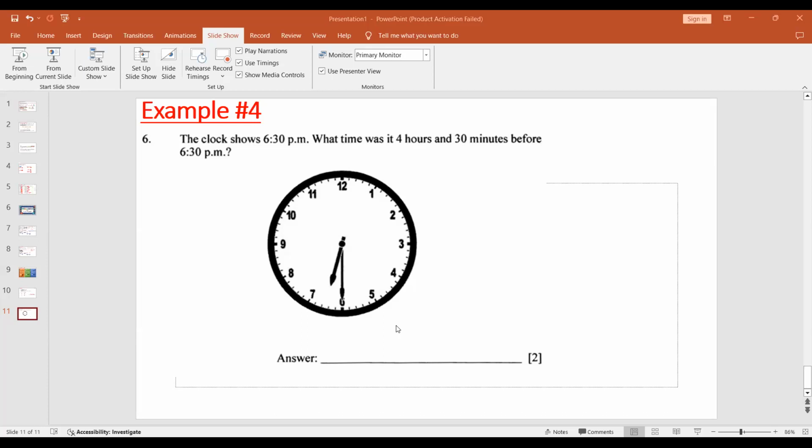Again, put your hands inside the chat for me, please. I need everyone to participate in this exercise. It says that the clock shows 6:30 p.m. What time was it 4 hours and 30 minutes before 6:30 p.m.? That's my question. Put your hands inside the chat for me once you get it.